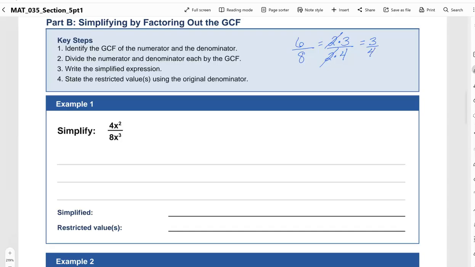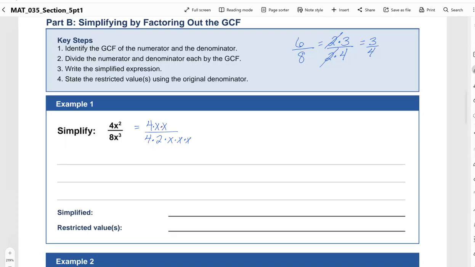The same concept is going to apply here. I'm going to think about this as 4x squared, which is 4 times x times x, over 8x cubed, which is 4 times 2 times x times x times x.